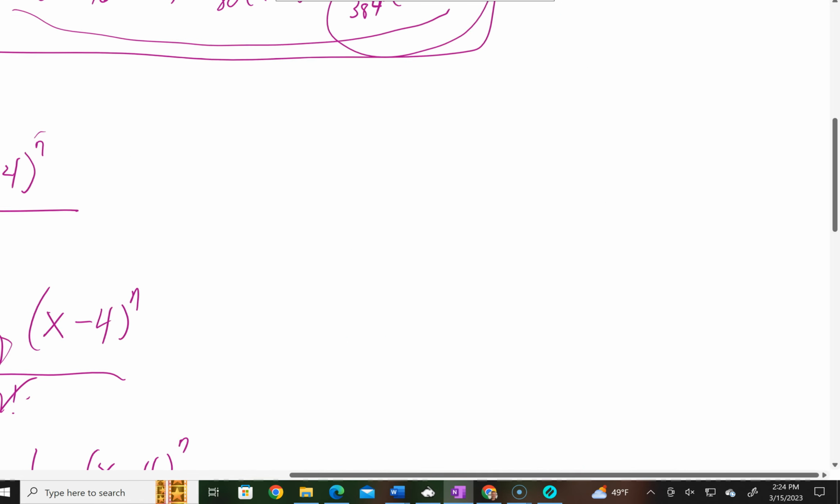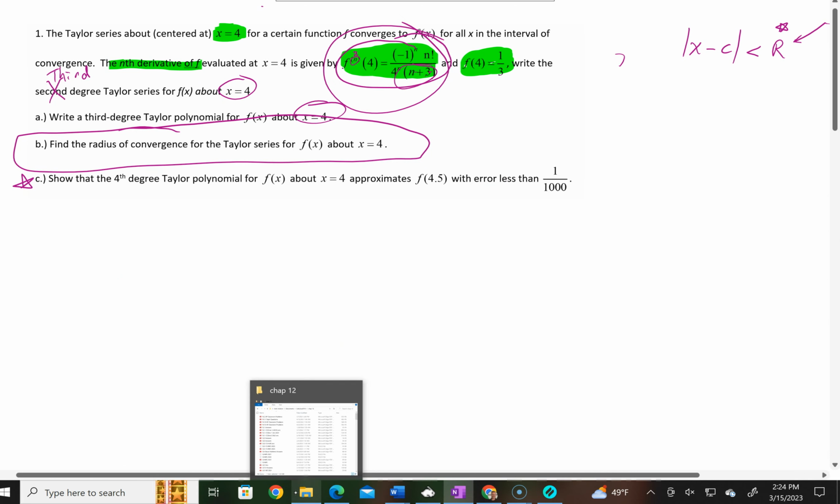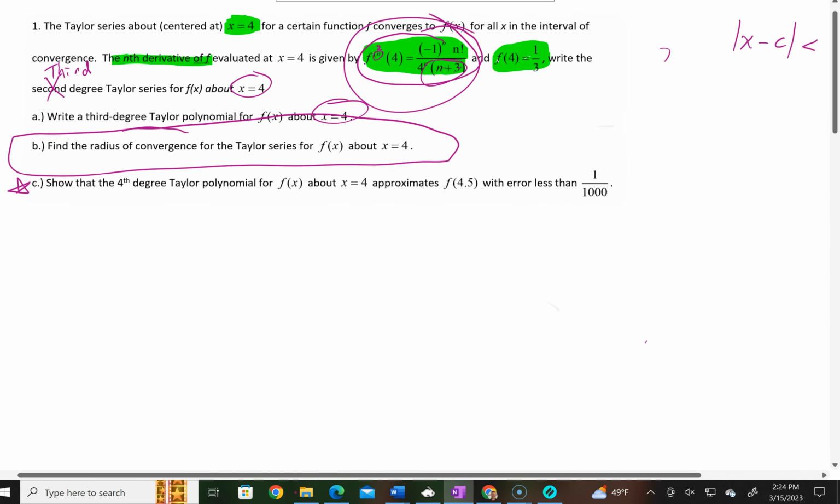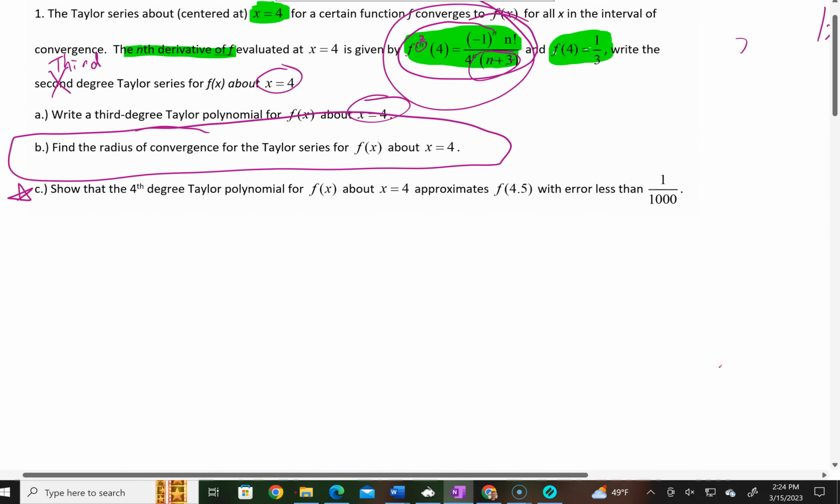Look at that. All of a sudden, kids can look at that and they'll say, whoa, wait a minute. Mr. Dobner, hold on a second. You erase that. Please don't. You should go back to part A. You've got to show the fourth degree Taylor polynomial approximates f of 4.5 with error less than 1 over 1,000.